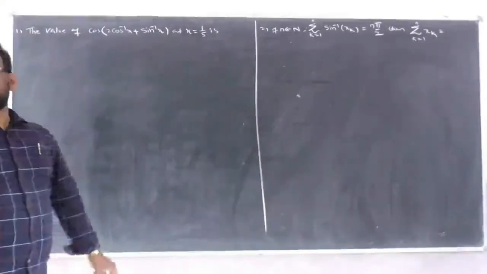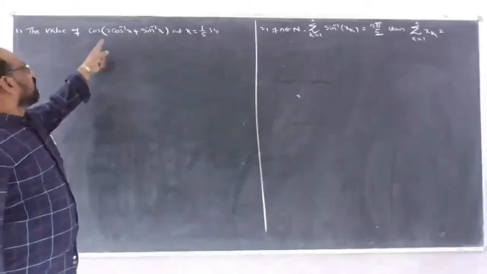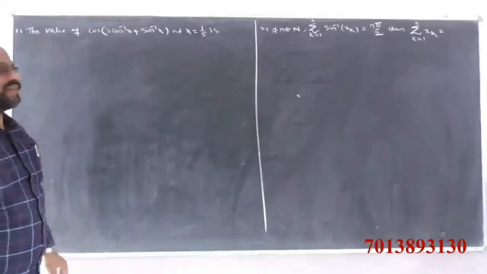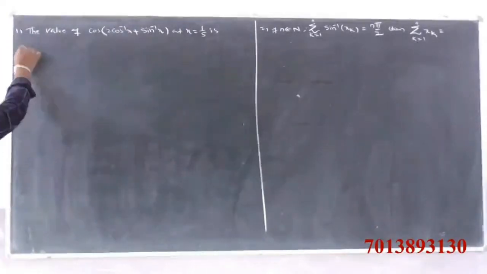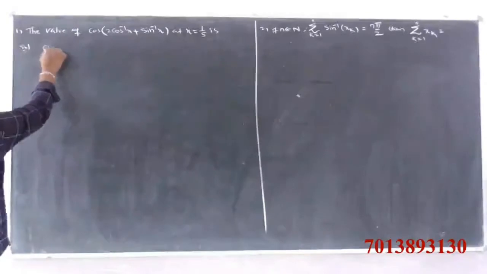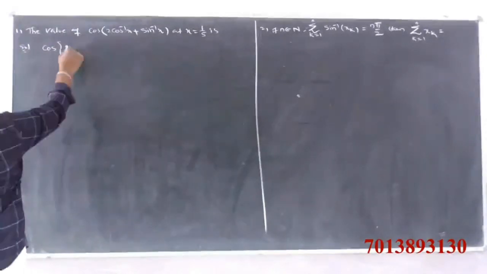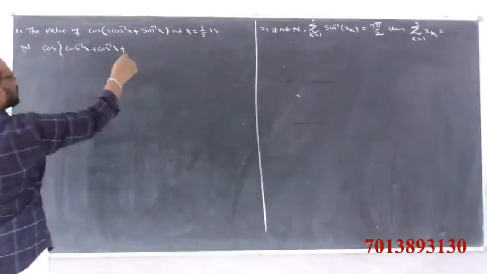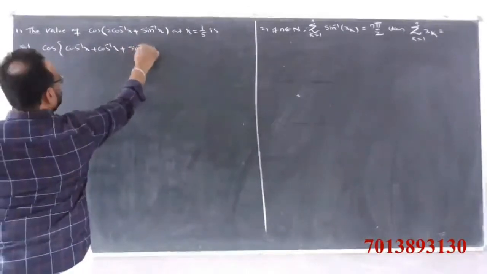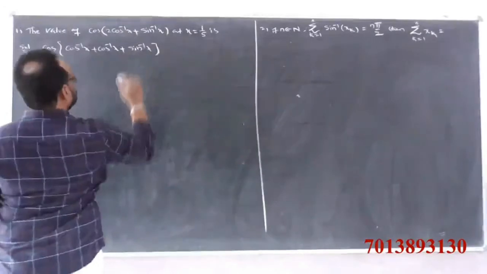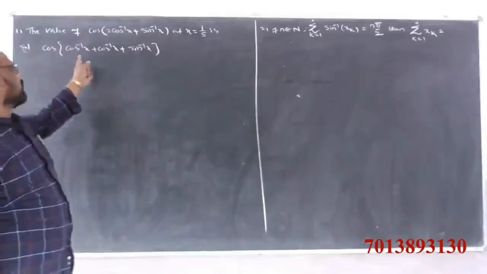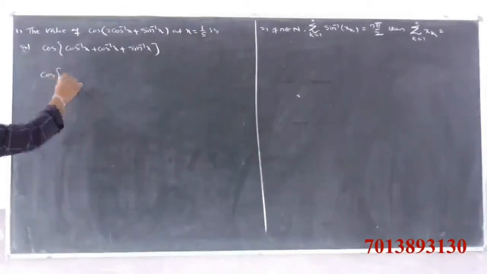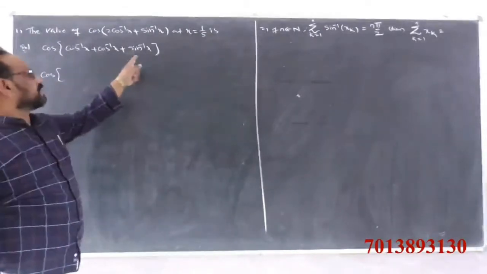The next one: the value of cos of 2 cos inverse x plus sin inverse x at x equals 1 by 5. Solution. This can be written as cos of 2 cos inverse x, which is cos inverse x plus cos inverse x, plus sin inverse x.